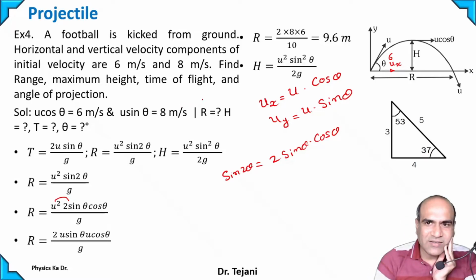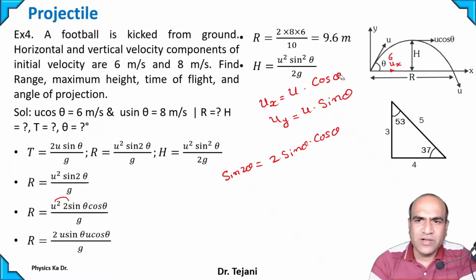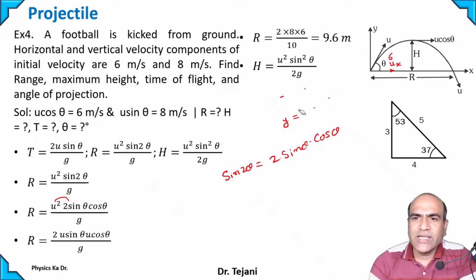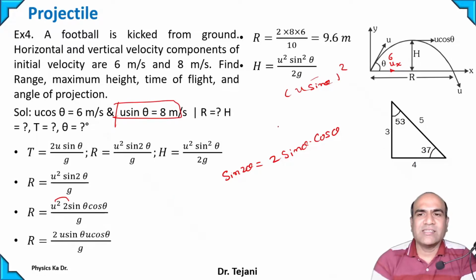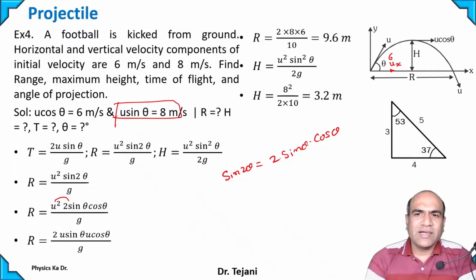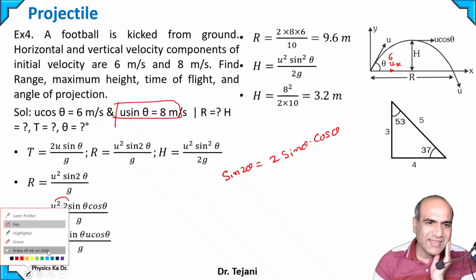Next is H equal to u square sin square theta by 2g. Can we write this equation as u sin theta whole square? Do we have the value of u sin theta? Yes, it is 8. So put 8 square divided by 2 times 10, equal to 3.2 meter. It looks very easy now.